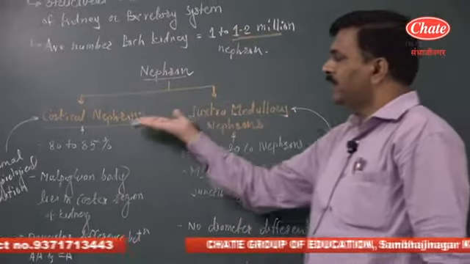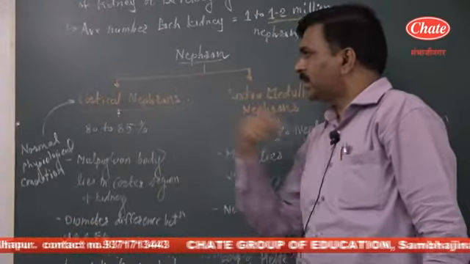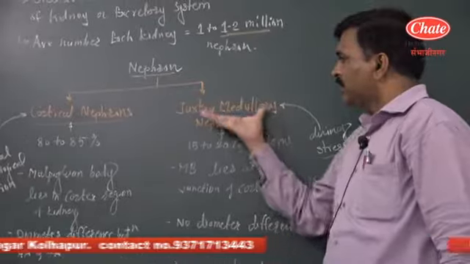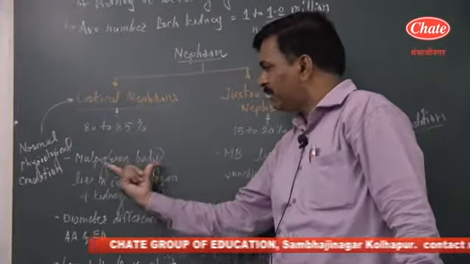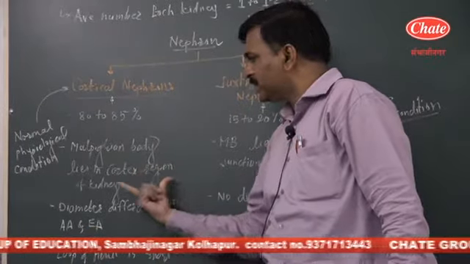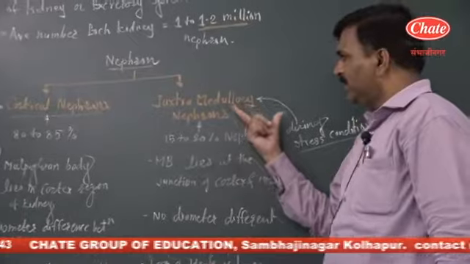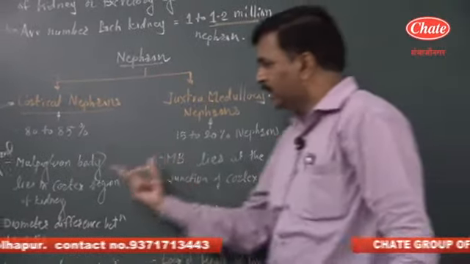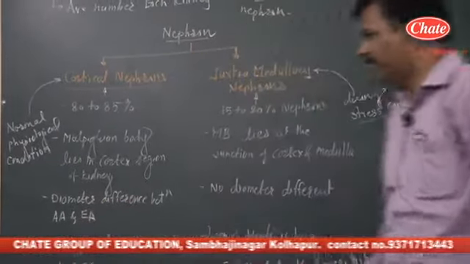So what differences are formed? Out of total nephrons, 80 to 85% are cortical nephrons, and 15 to 20% are juxtamedullary nephrons. First point. Second, in the cortical nephron the Malpighian body lies in the cortex region of the kidney, while the Malpighian body of the juxtamedullary nephron lies at the junction of cortex and medulla. Third point, there is a diameter difference between the afferent arteriole and efferent arteriole.